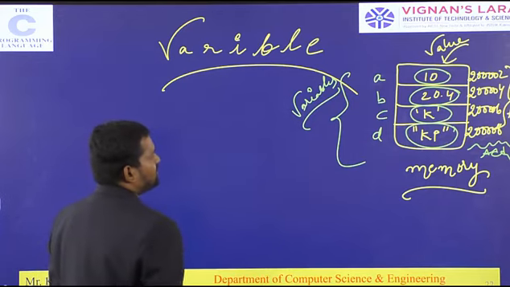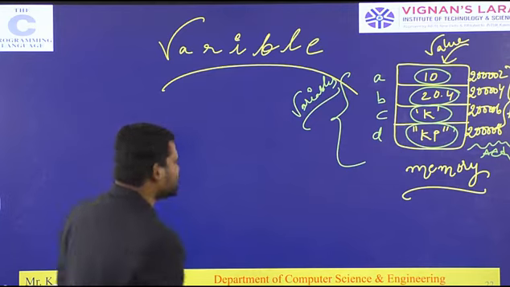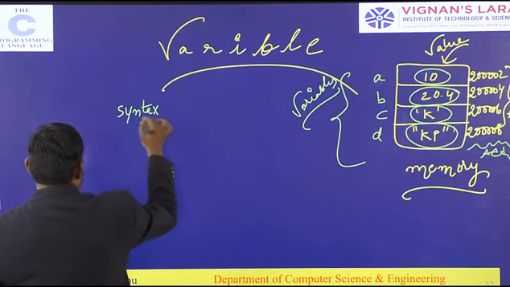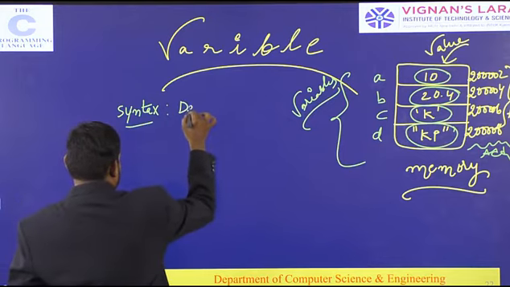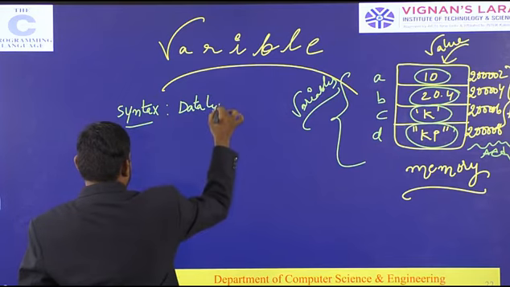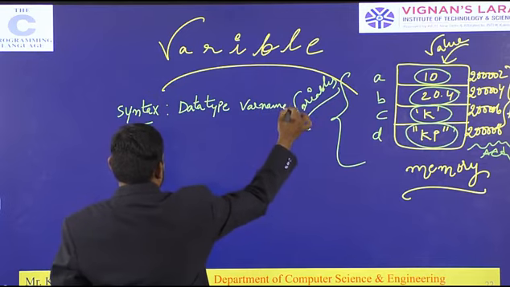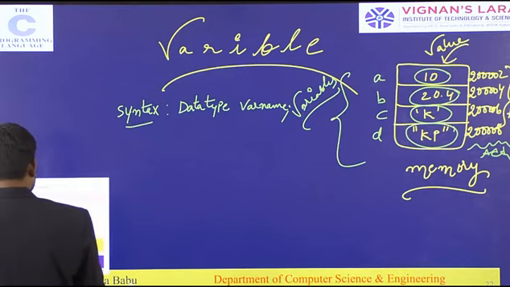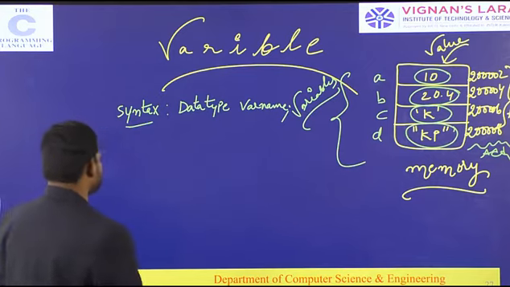A variable has to be created in C language. What is the syntax for creating a variable? Variable creation syntax: data type, space, variable name, semicolon. Data type variable name semicolon indicates the creation of variables in C language.